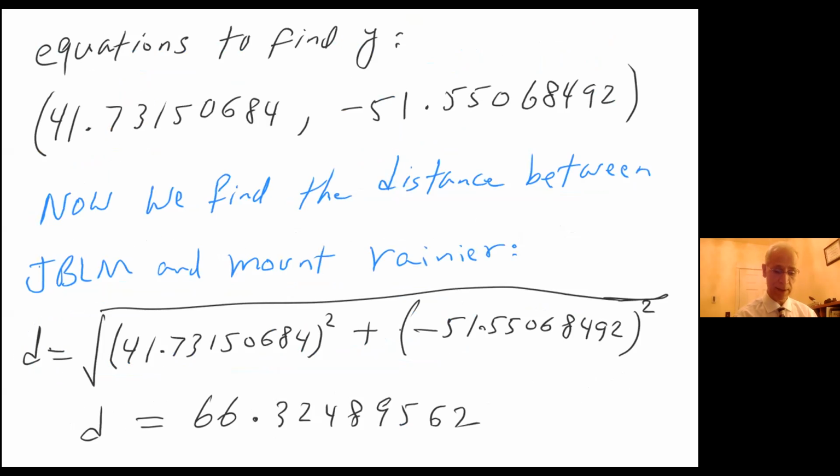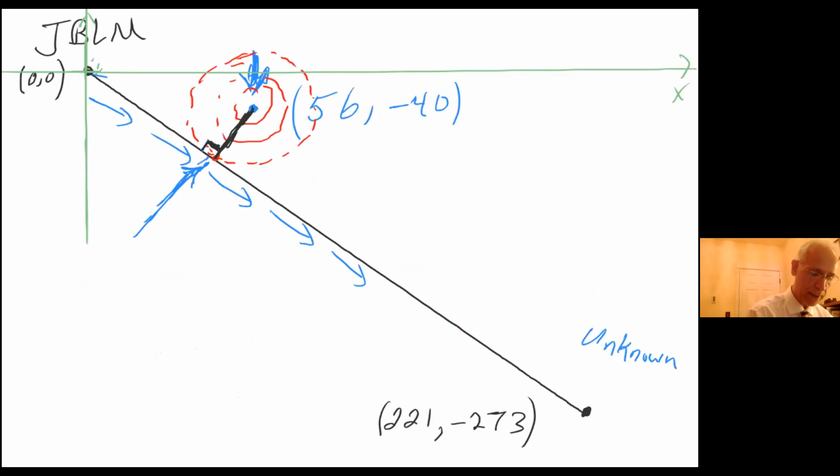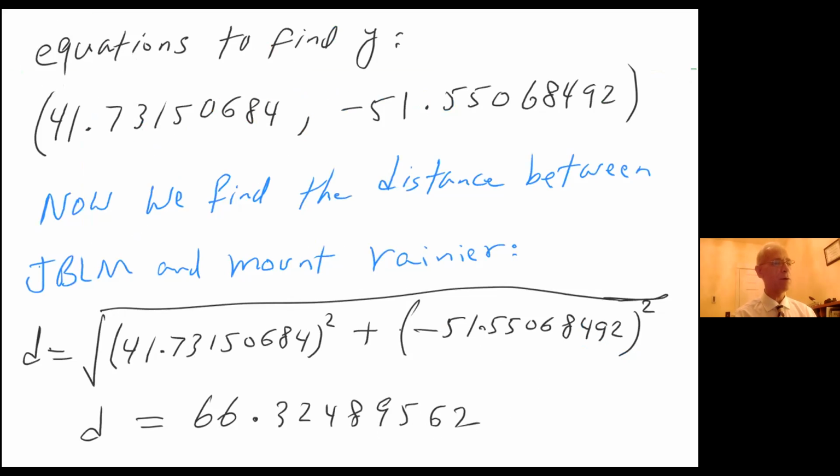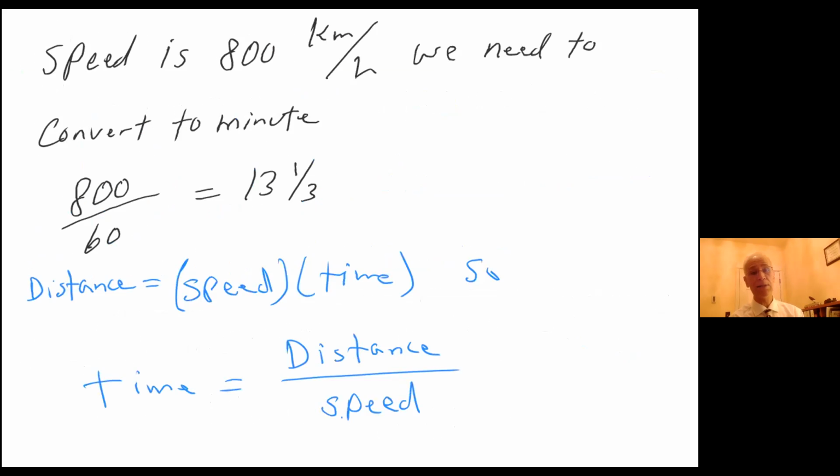Now I can find the distance. Let me go back to the drawing. Now I can find this distance right here using the distance formula. Since the location of JBLM is 0, 0, it makes it very easy. Using the distance formula, I get a distance of 66.3248956. Finally, now that I know the distance, we are given that the speed of the airplane is 800 kilometers per hour. I need to convert that to minutes, so I'm going to divide that by 60. I get 13 and 1/3. And I know distance equals speed times time. Therefore, time equals distance divided by speed.